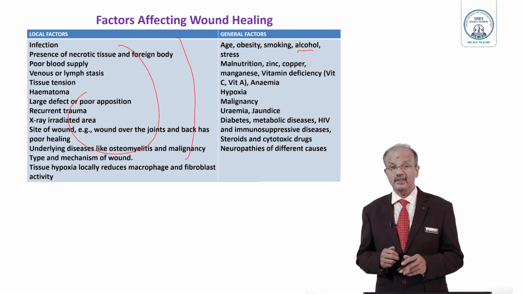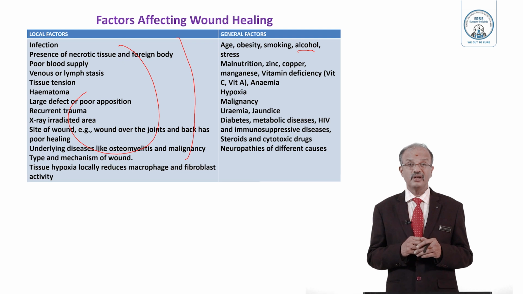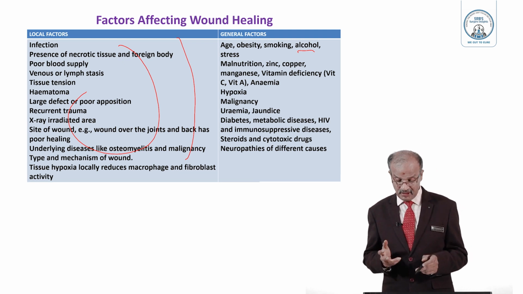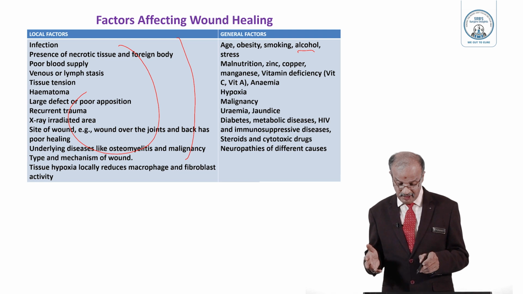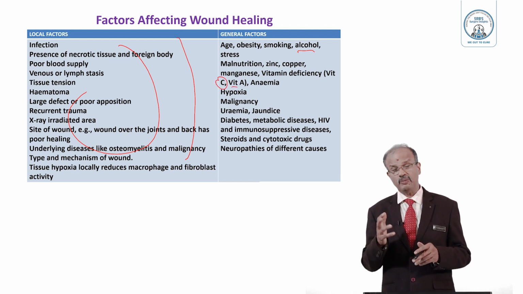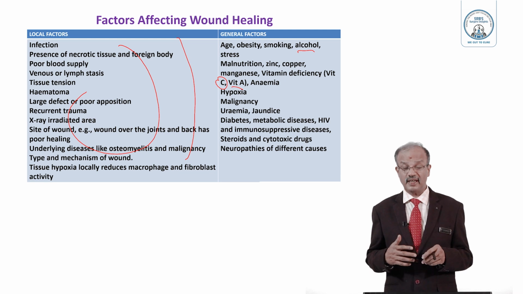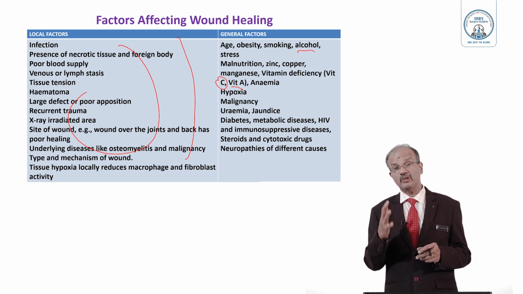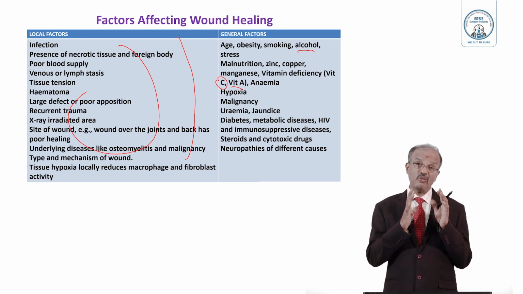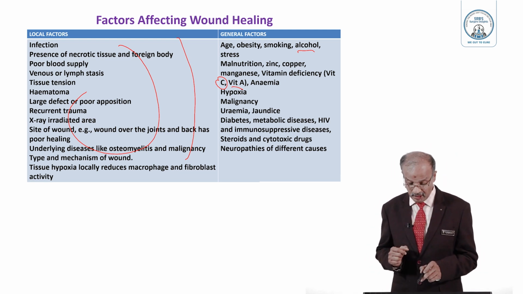Alcohol again decreases the healing, interferes with the healing. Stress, nutrition, I already told, malnutrition, zinc, copper, manganese, vitamin deficiency. Vitamin C is very, very important. Vitamin A is important. Anemia, hemoglobin should be more than 8 grams. Hypoxia, immediately after trauma or after surgery, if hypoxia is there, I should have optimum oxygen saturation, otherwise wound healing will be delayed.